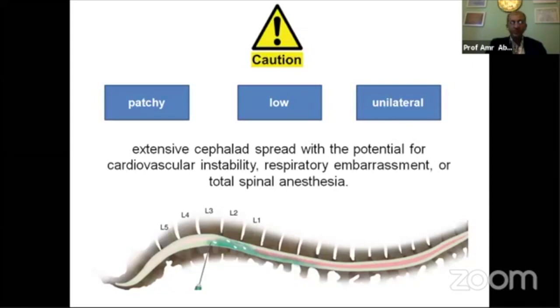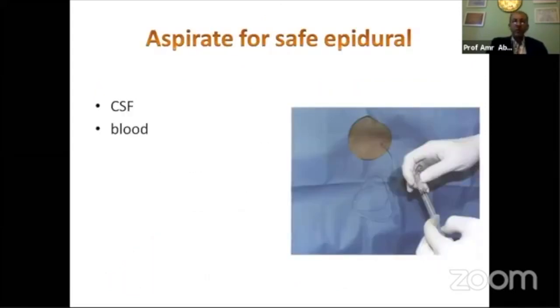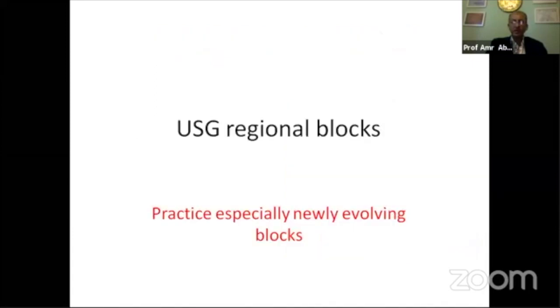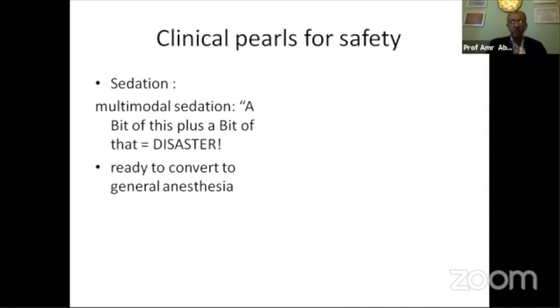And this, what we have mentioned, if we have a patchy, low, or unilateral block, always do this with caution. For the epidural, before you do the top-up, always aspirate. Make sure that there is no CSF and there is no blood in order to avoid the catastrophic high spinal block. In the setting of the ultrasound-guided regional blocks, practice, practice, and practice, especially for newly evolving blocks like PEC1, PEC2, ultrasound-guided psoas block, ultrasound-guided blocks. These require a continuous focused practice in order to avoid the complications.